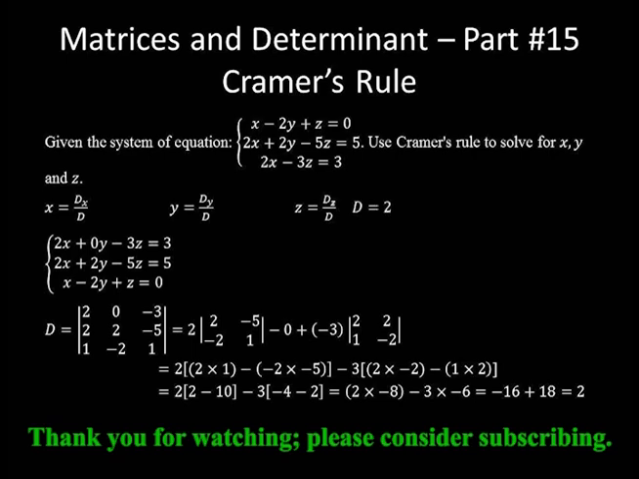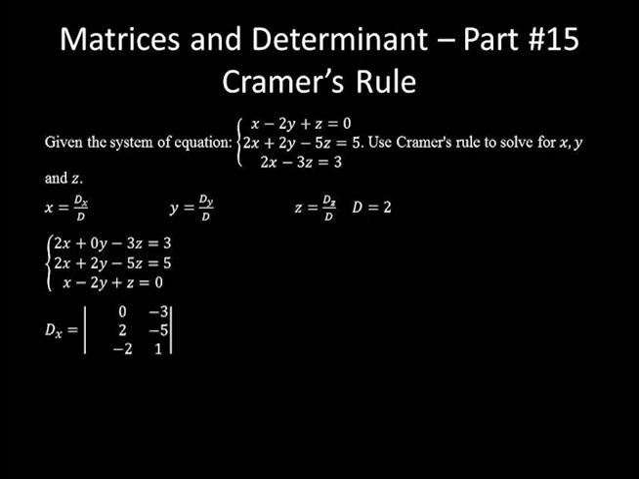To solve for d sub x, take the coefficient matrix and replace the coefficients of x by the corresponding constant terms, meaning replace this 2 by this 3, this second 2 by this 5, and this 1 by this 0. Again, it's advisable to use row 1 elements as the coefficients of the 2 by 2 matrices. As usual, the sign of the first element is positive, the second is negative, and the third is positive. Hence, the determinant of this 3 by 3 matrix is equal to 3 times the determinant of the first 2 by 2 matrix, minus 0, plus negative 3 times the determinant of the third 2 by 2 matrix.